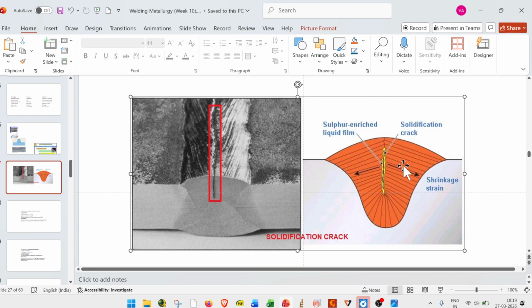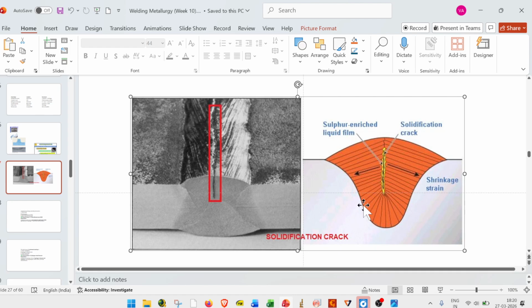Once it is in a liquid state and starts cooling, solidification starts with heterogeneous nucleation from the grain boundaries. Here, where this liquid pool is in contact with the HAZ, I mean the heat affected zone, it starts cooling.